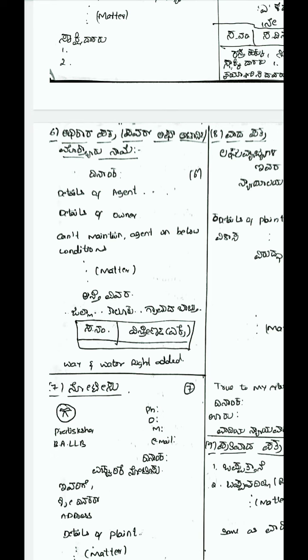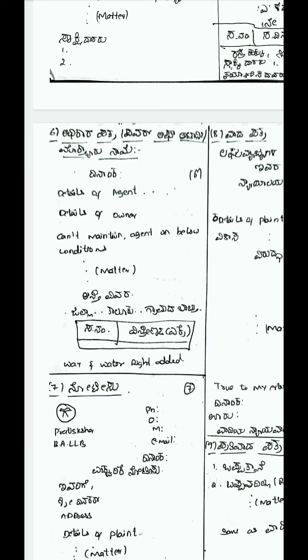Then we have details of the agent, the person who is becoming the agent: his name, his age, occupation, father's name, etc. Then we have details of the owner, the person who is giving the power of attorney, the principal. Then the agent is maintained on the below conditions. The owner here is saying that for some reasons he cannot maintain the property, so he is hiring an agent on the below conditions. You have to mention the conditions for the agent to look after the property.